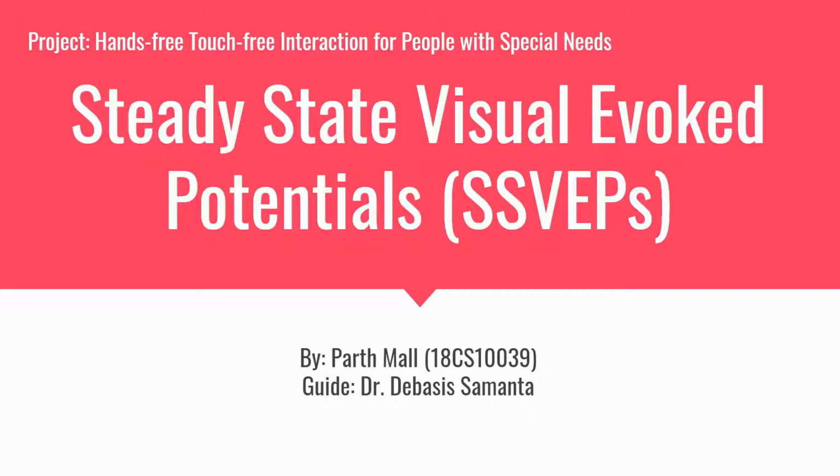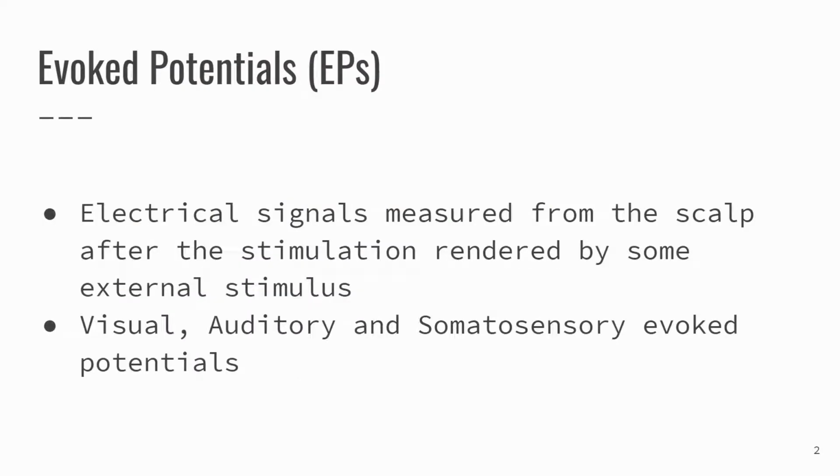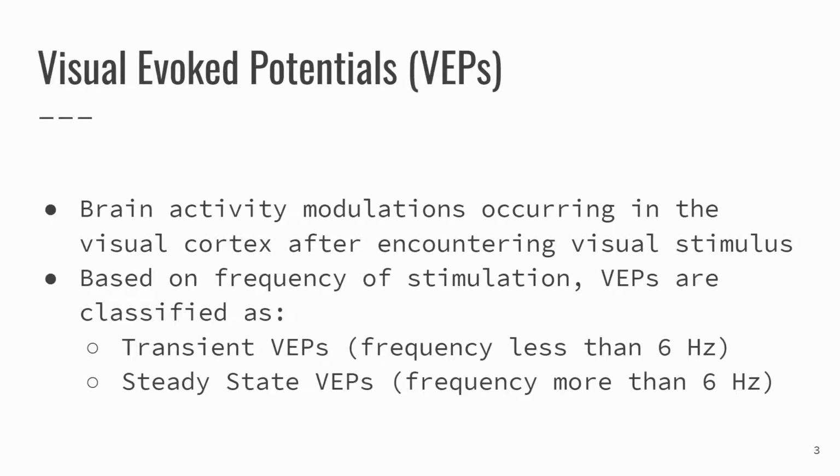So first of all, what are evoked potentials? When there is an external stimulus, our brain generates electrical signals. When these electrical signals are measured from the scalp, they are called evoked potentials. There are mainly three kinds of evoked potentials: visual, auditory, and somatosensory evoked potentials.